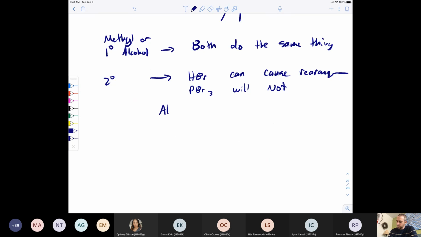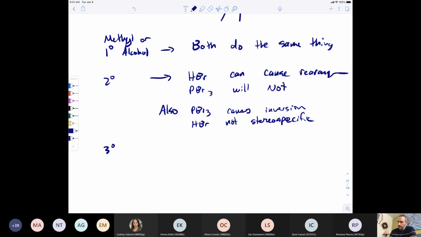Also, PBr3, I wrote that really weird. PBr3 causes inversion. HBr is not stereospecific. Meaning it doesn't do inversion, it doesn't do retention, it does a mix. You're going to get a mix of R and S if it's a chiral center. So that's another reason why you might want to choose PBr3 in that case. If you have stereochemistry that you want to preserve, PBr3 is the way to go.